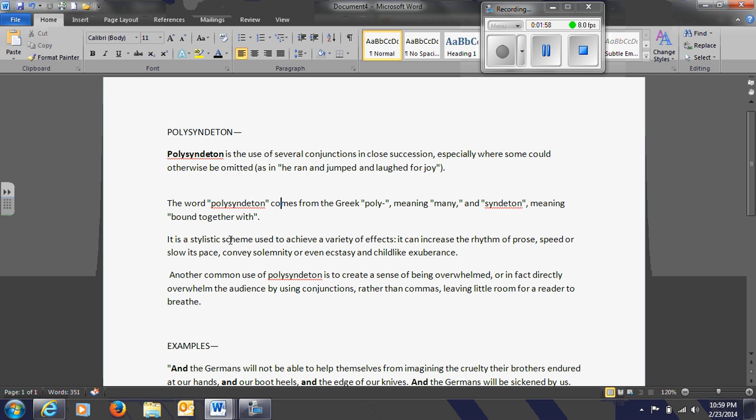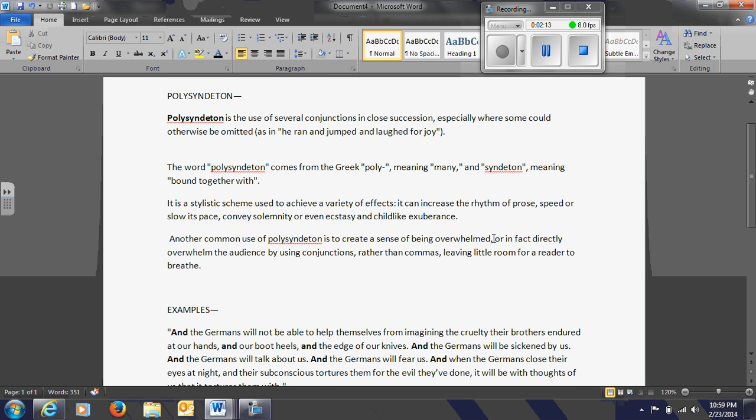It's a stylistic scheme used to achieve a variety of effects. It can increase the rhythm of prose, speed or slow its pace, convey solemnity, or even ecstasy and childlike exuberance. You kind of have to try it out to see which one works best for you and what you're trying to express. It also has a sense of being overwhelmed, or it can in fact directly overwhelm the audience by using these conjunctions rather than commas, leaving little room for a reader or audience to breathe.